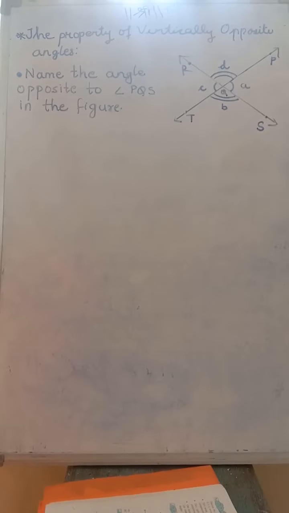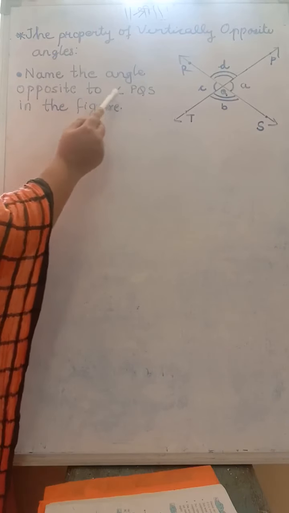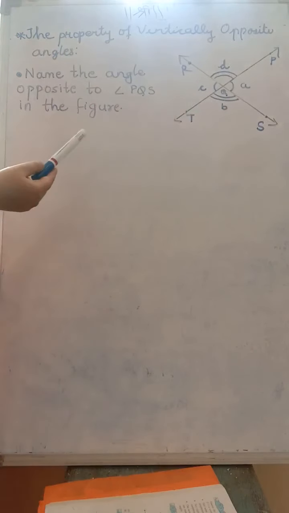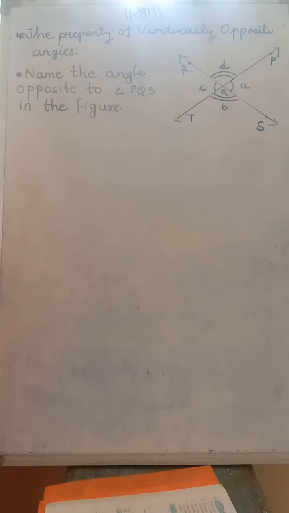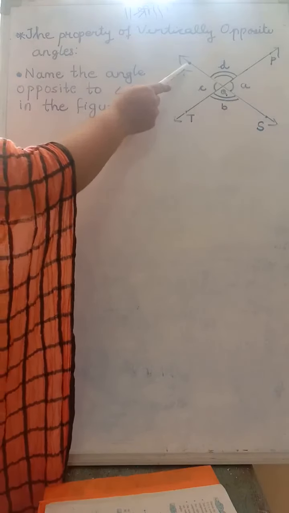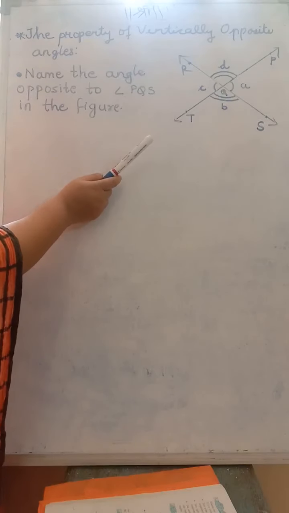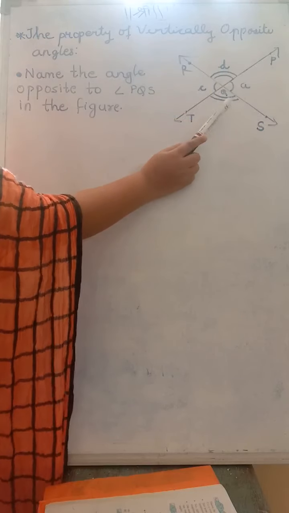So now we'll study the property of vertically opposite angles. You have to name the opposite angle to angle PQS in the figure. We have learned the concept, so you can answer it. That is, angle RQT is opposite to angle PQS. But we have to find it through the property. First we'll study the figure. We have line PT and line RS. Yes, children. Because of these lines we are getting 4 angles. These two lines are intersecting at Q.